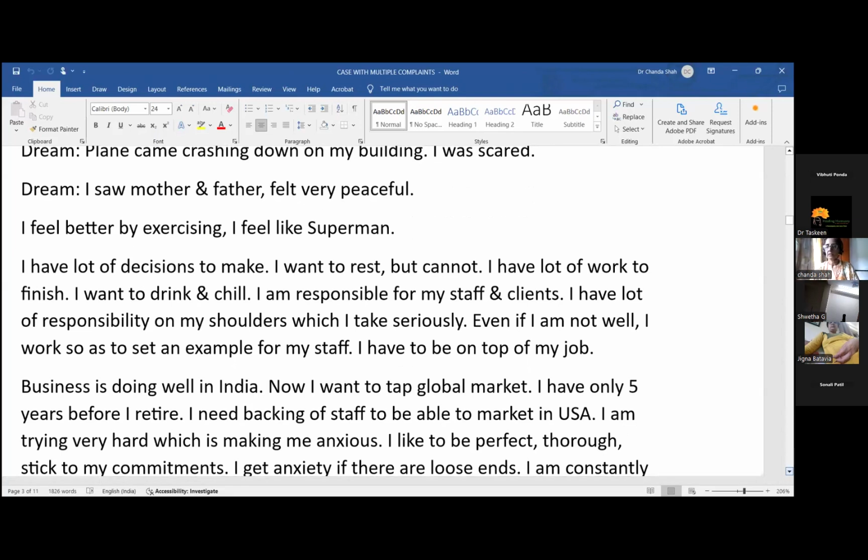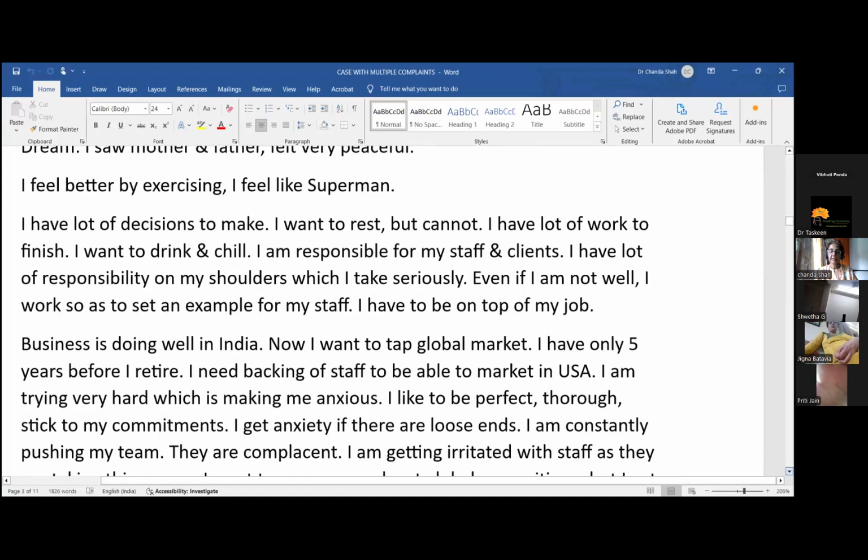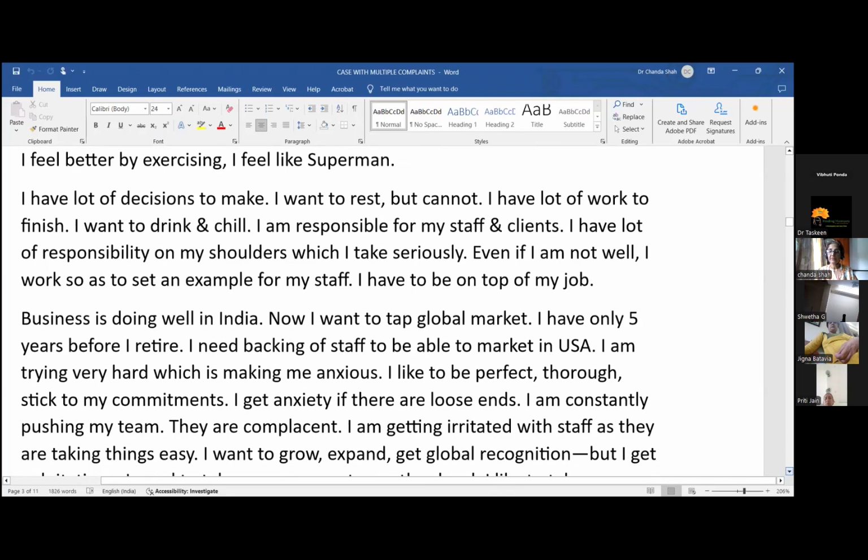Then he's telling me, "My business is doing well in India. Now I want to tap the global market." So I feel, what is this fellow up to? He can't handle the business here, and now he wants to tap the global market. Then he's saying, "I have only 5 years before I retire. I need backing of staff to be able to market in USA. I'm trying very hard, which is making me anxious. I like to be perfect, thorough, stick to my commitments."